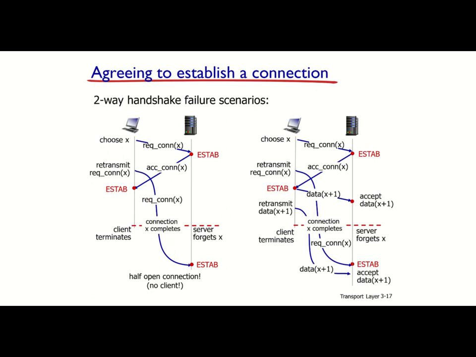Before the second request connection is received by the server, the client terminates and the server forgets X. But after the server gets the request again from the client, we would have a half open connection, because the client has already terminated, but the server thinks that this is a new connection, so it establishes the connection again. So having a half open connection is obviously no good. So two-way handshake doesn't work properly. You can check the second scenario in which two-way handshake fails.